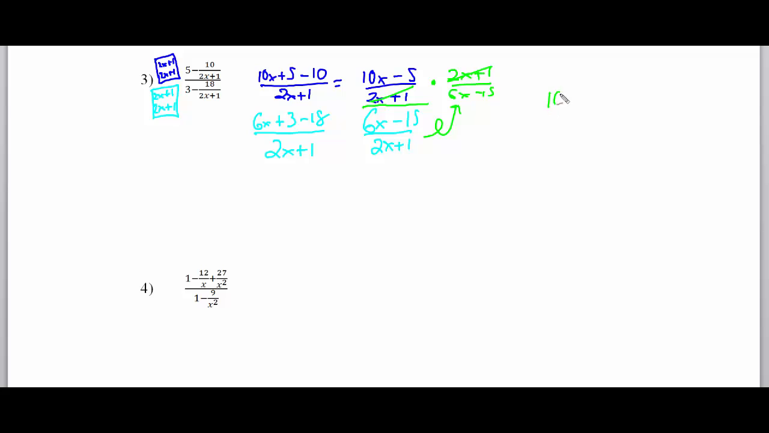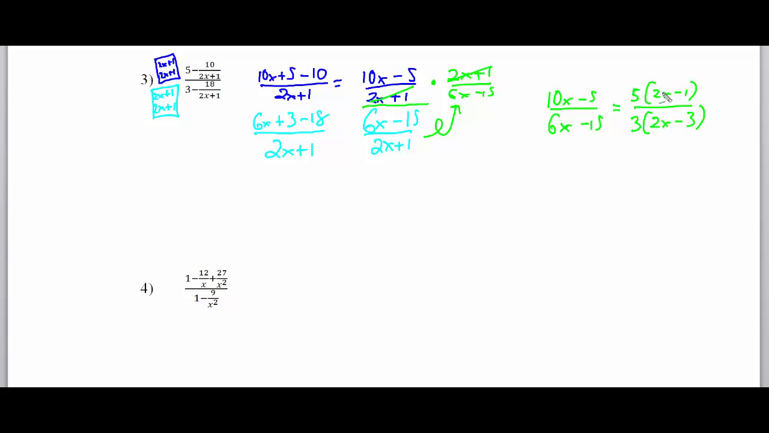Now I have an answer of 10, and I'm sorry I didn't change that to black. I just kind of got carried away with the problem. And now I have 10x minus 5 over 6x minus 15. You might have an instructor or professor or teacher who wants you to keep factoring if possible, and you can factor out a 5, 2x minus 1. Here you can factor out a 3, so this is going to be 2x minus 5.